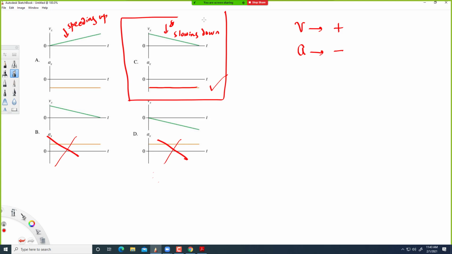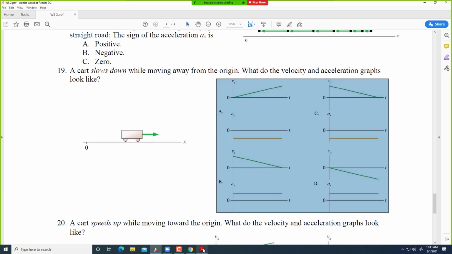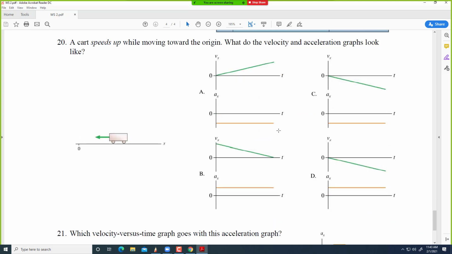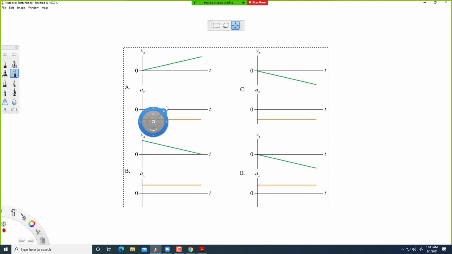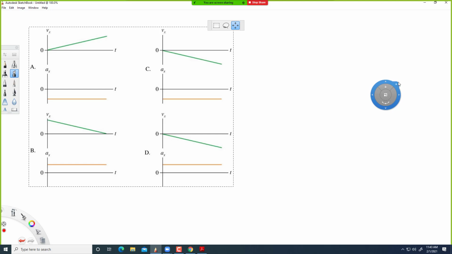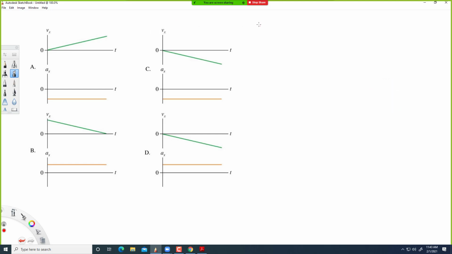Okay, number 20. So think about number 20. Actually, it's the same graph. So what's the sign of velocity? Positive? Negative, moving to the left. And it's speeding up, so what should be the sign of acceleration? Negative. Speeding up means they will have same direction, same signs.